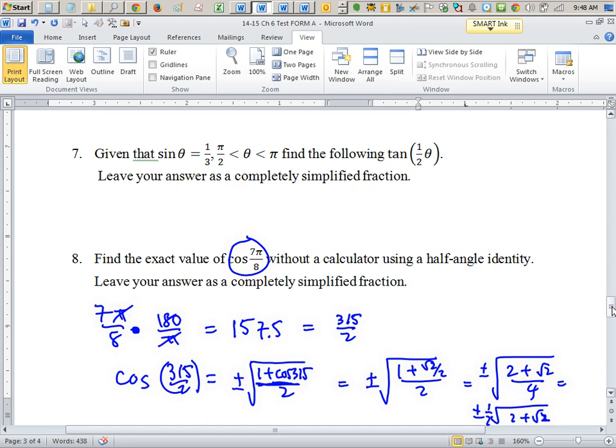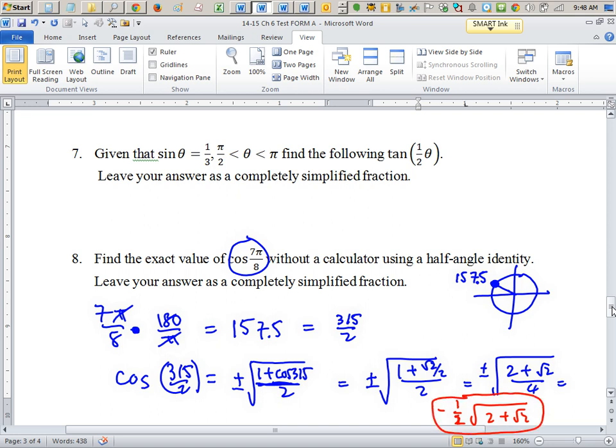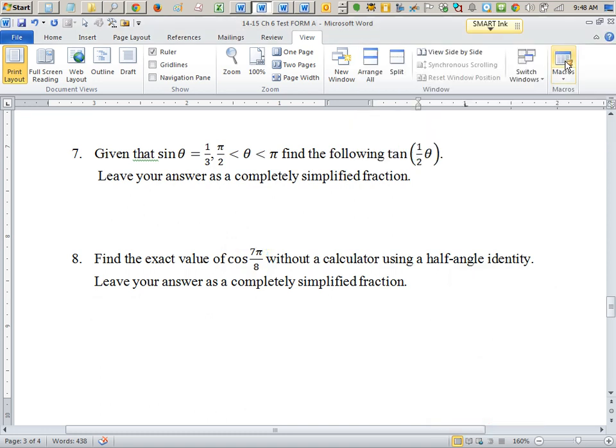Now which is it? Cosine of 157.5 is what it means. I'm in quadrant 2, where cosines really should be negative. So I'm going to decide on my sign now. I'm going to go with a minus for this problem. The answer is minus 1/2 square root of 2 plus root 2. I'll rewrite the answer: negative 1/2 square root of 2 plus root 2. And even if you couldn't simplify it perfectly, I think I still gave you credit. So hopefully there are no mistakes there.